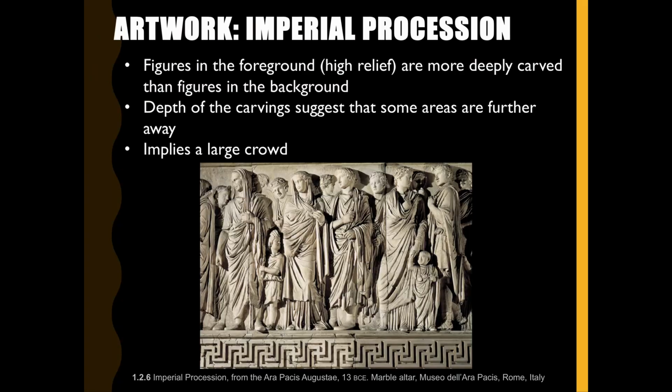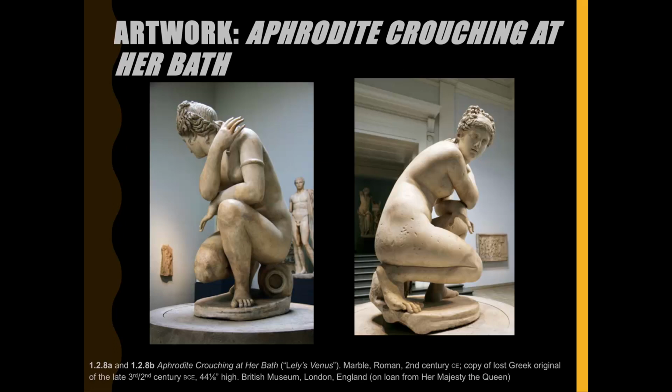In your book it uses a high relief example. This is a Roman relief, and it tells a story of an imperial procession. You can tell it's really 3D because of the highlights and the shadows. This one is an in the round example. Another way you could say that is freestanding.